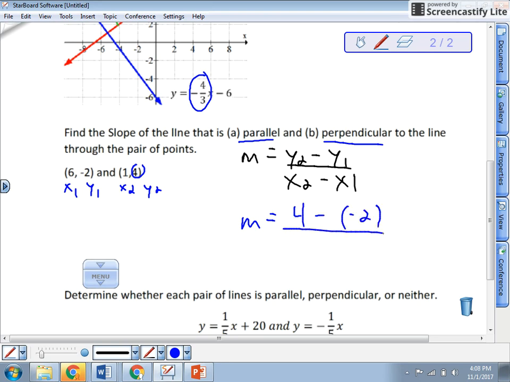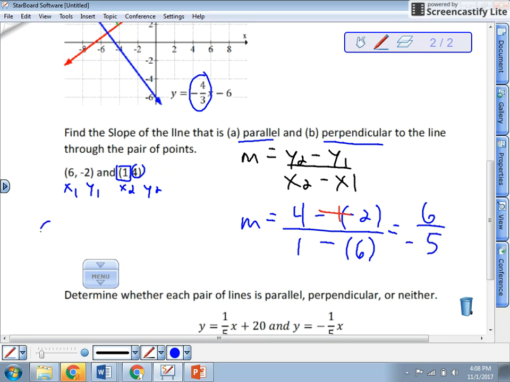And then that's going to be over our x2, which is right here. I'll put a box around that. That's our 1. Since I did 4 first, I have to do 1 first. Minus, and then that's a 6. So this equals 4 minus a minus, that becomes +2. So 4 plus 2 is 6. And then 1 minus 6 is -5. So our slope is -6/5.